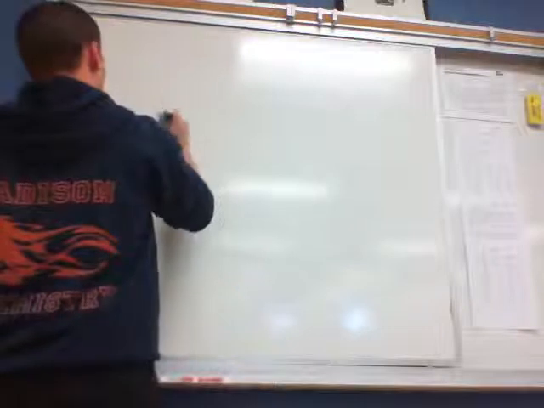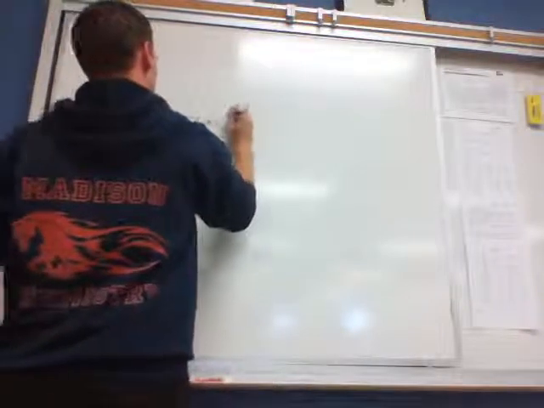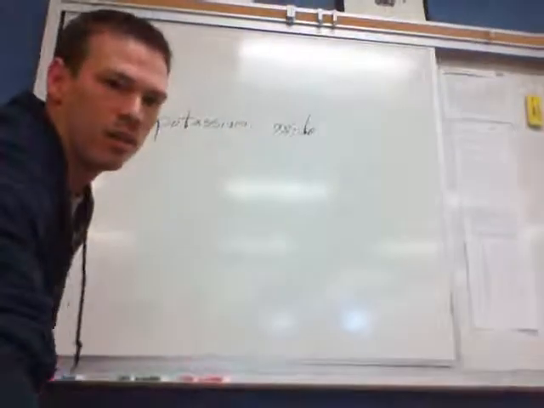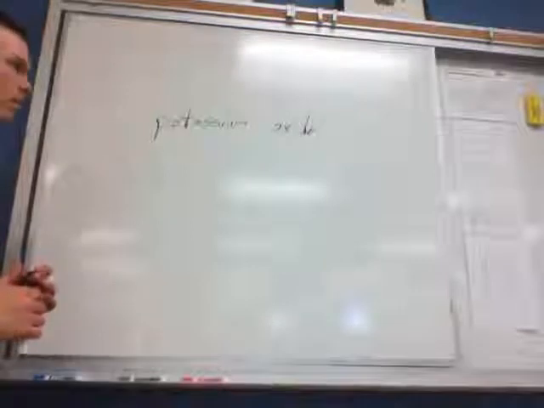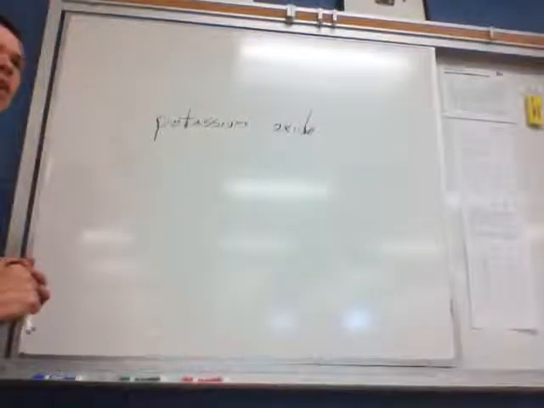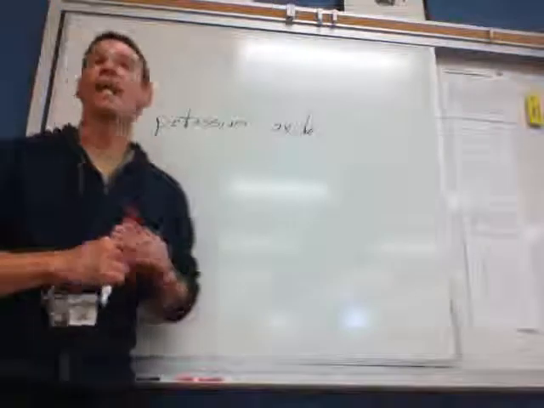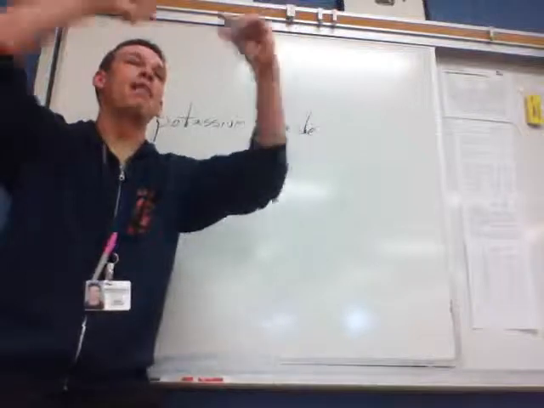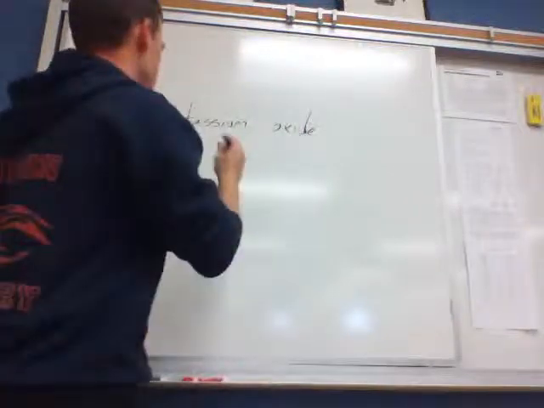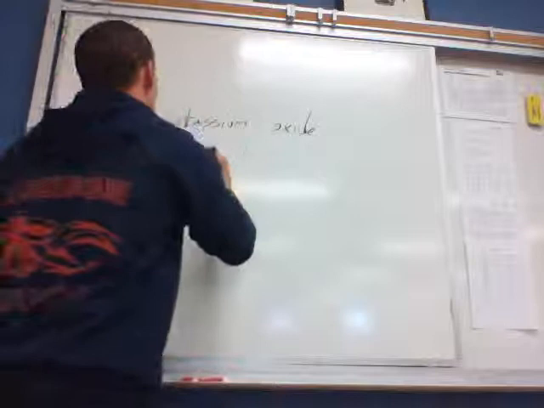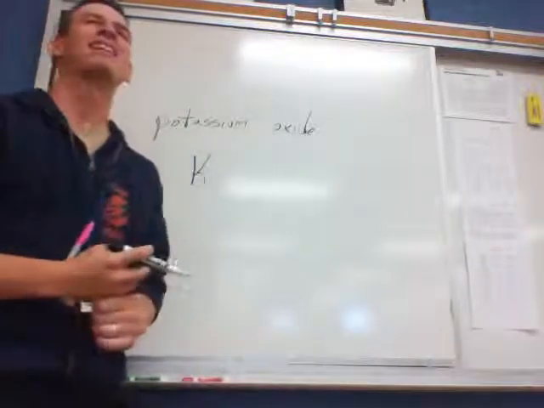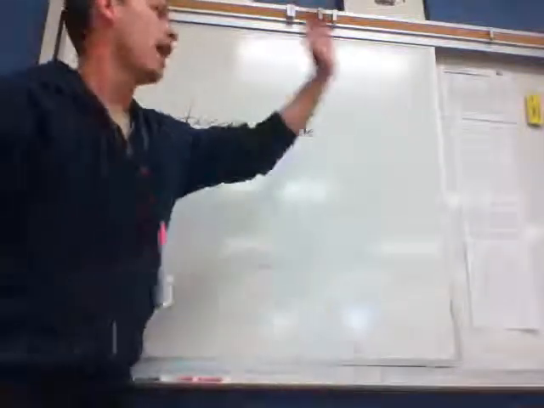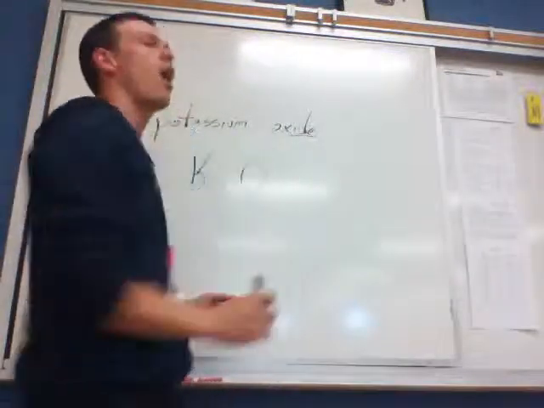Write this down. Potassium oxide, it's always the same sequence of steps. I need symbols, I need the charges of those symbols, and then I need to crisscross them. What's the symbol of potassium? Okay. What's the symbol of oxide? It's just O. Remember, if it ends in ide, it's usually an element from the periodic table. That is just oxygen.